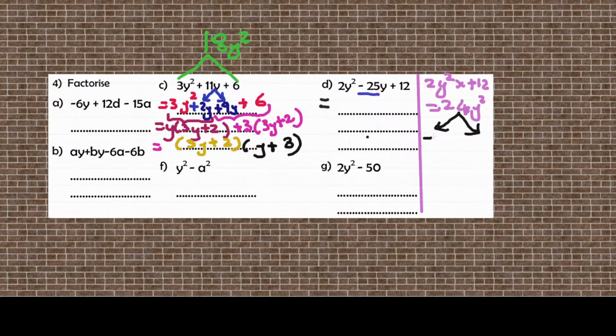So let's write the combinations. Minus 1y times minus 24y, that gives us 24y squared, or minus 2y times minus 12y, or minus 3y times minus 8y, or minus 4y times minus 6y. All right, out of these four combinations, which one should we export to the middle? How do we figure out which combination should go to the middle? We have to add. Let's do the addition.